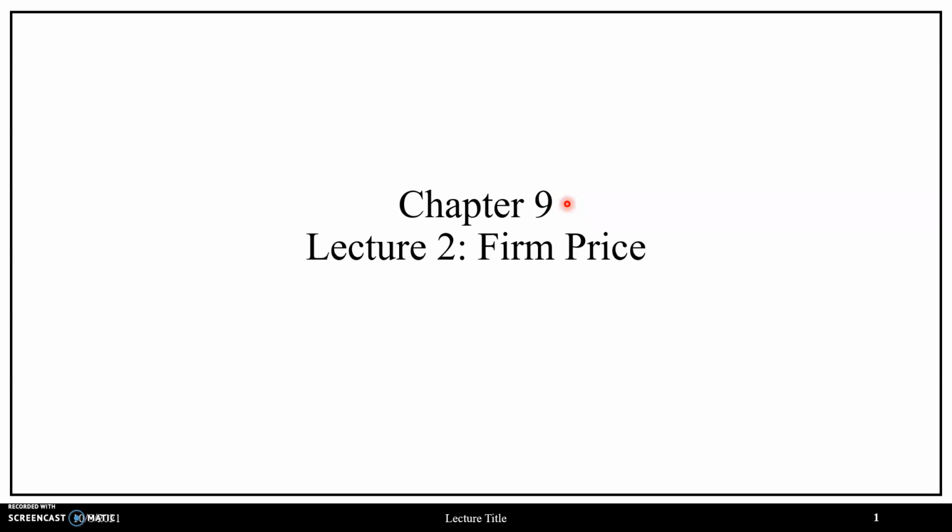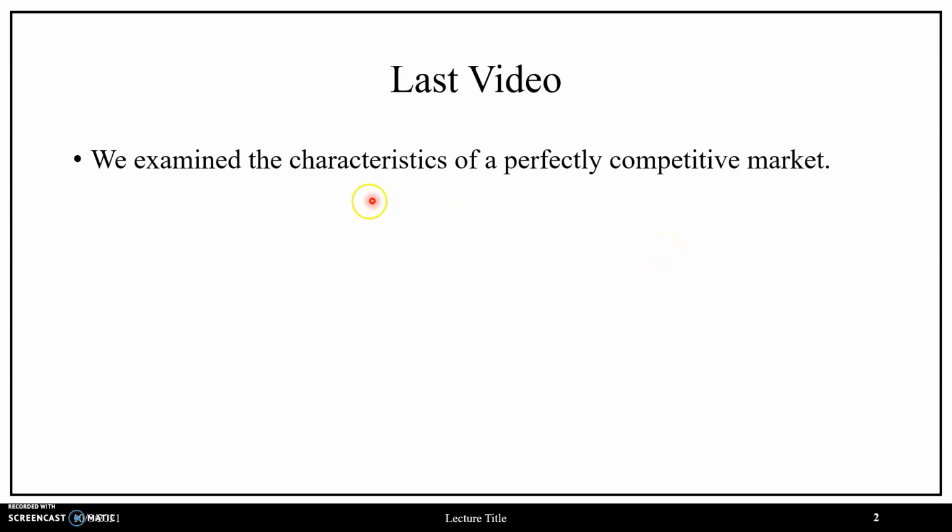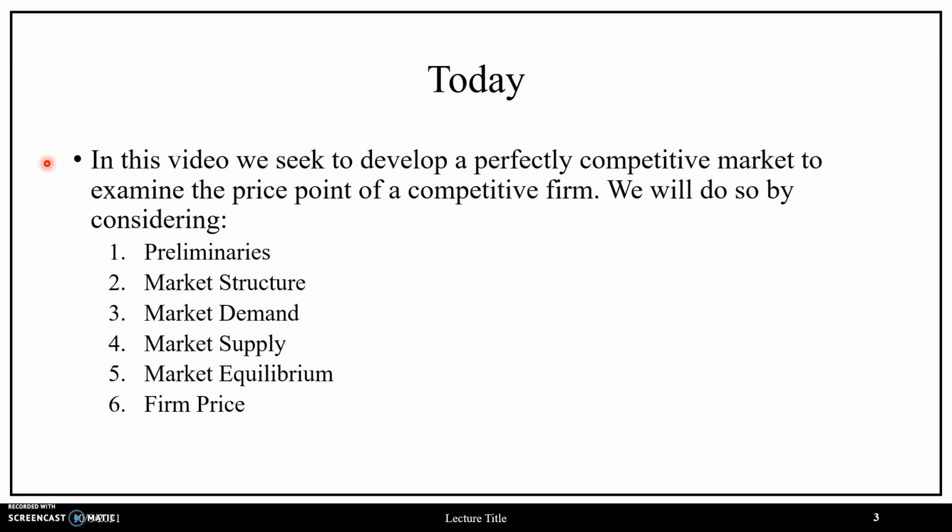In this video, we continue our discussion on Chapter 9, in which we go over firm price, where in our last video we examined the characteristics of a perfectly competitive market. Now, in this video, we seek to develop a perfectly competitive market in order to examine how the price point for a competitive firm is determined.